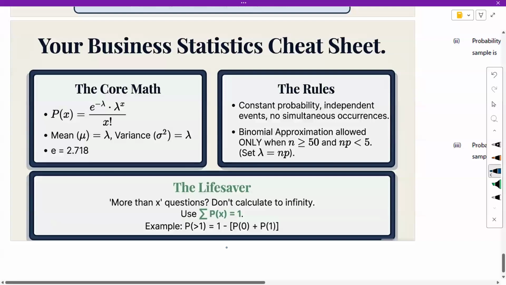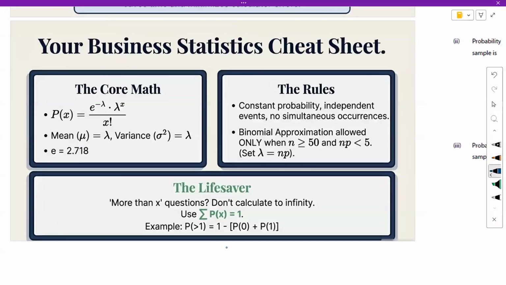Let's see the summary of today's session, your business statistics cheat sheet. The core math formula is this for the probability distribution, the Poisson distribution is this, and the mean, don't forget, in Poisson distribution, mean equals variance. Sometimes in your exam questions they may give you variance, or sometimes they may give you standard deviation. So you should know the square of standard deviation is equal to variance. Variance equals mean in the context of the Poisson distribution.